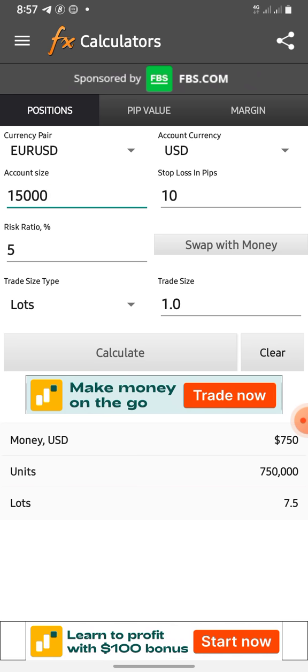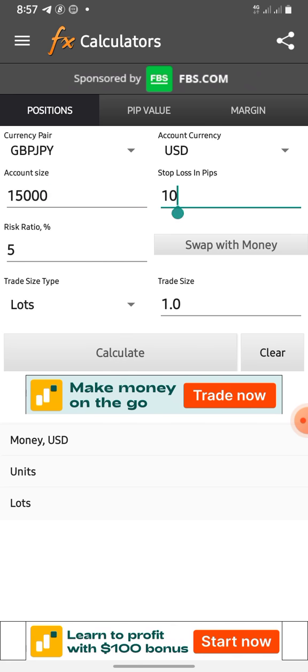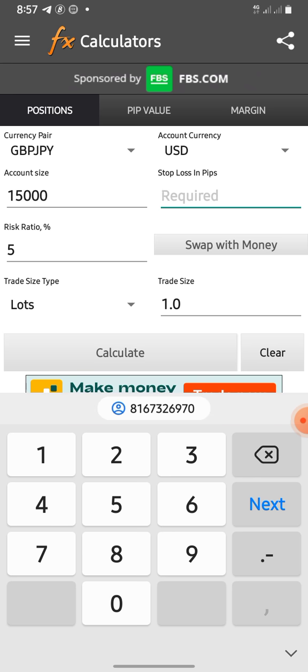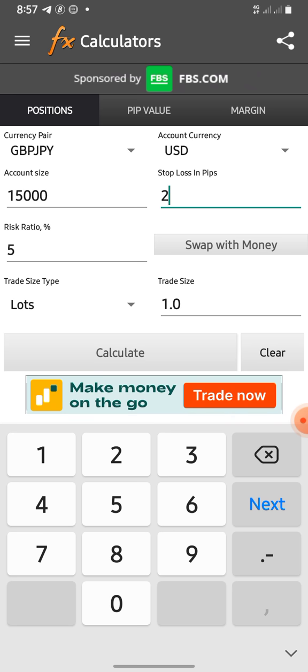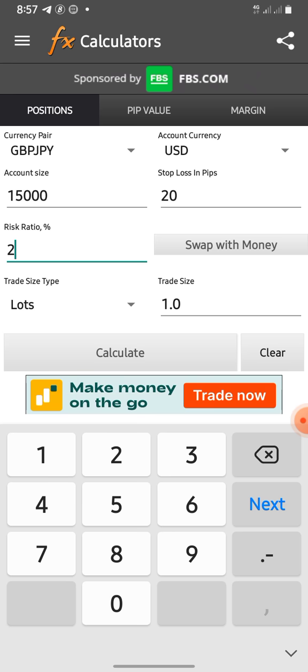So let's look at another pair. It's all the same thing, right? If you are looking to go long or short on GBP JPY, let's say we are having like a 20 pips stop loss, then we are risking a minimum of 2% out of a $15,000 account.